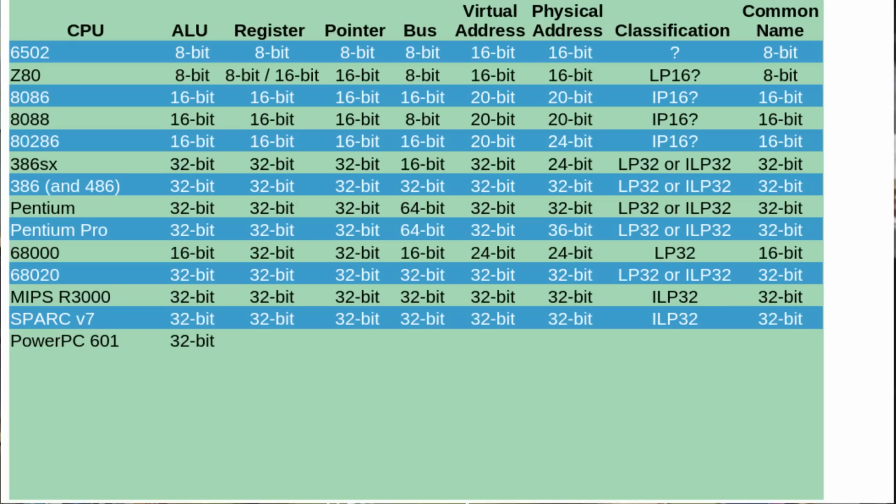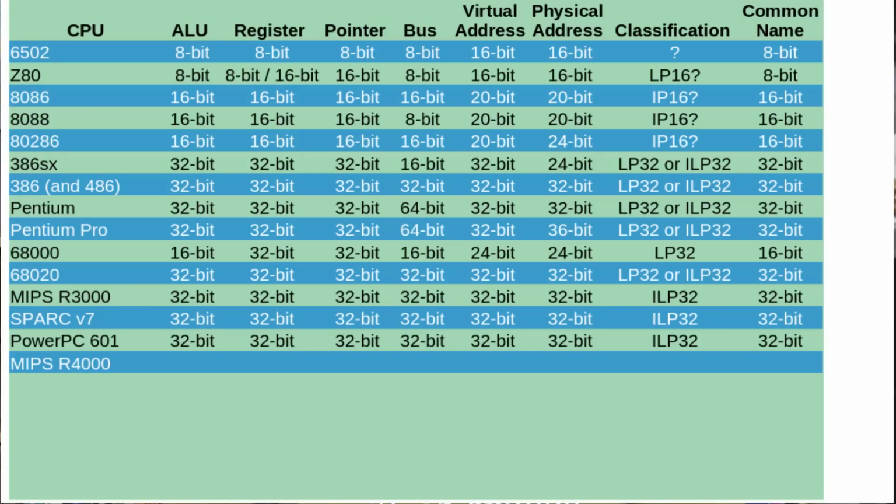There were Power processors before it, but it's the first of the PowerPC line. 32-bit ALU, 32-bit registers, 32-bit pointers, 32-bit bus, 32-bit virtual and physical address spaces. I'm starting to feel like a broken record. ILP32, it's a 32-bit CPU.